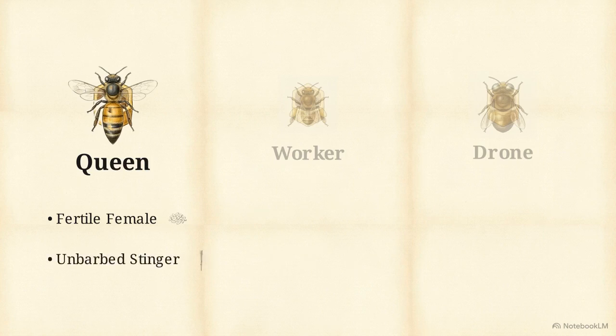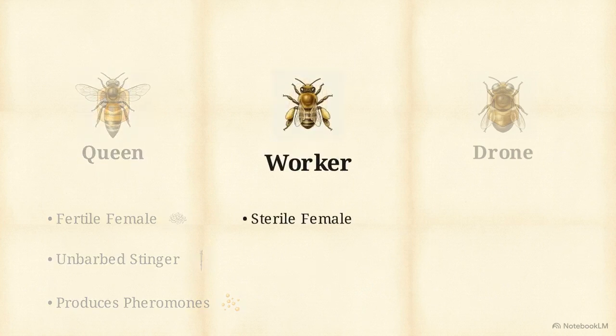The queen is the largest bee in the hive. She is the only fertile female, meaning her sole job is laying eggs. She has an unbarbed stinger and keeps the colony united by secreting chemical signals called pheromones.